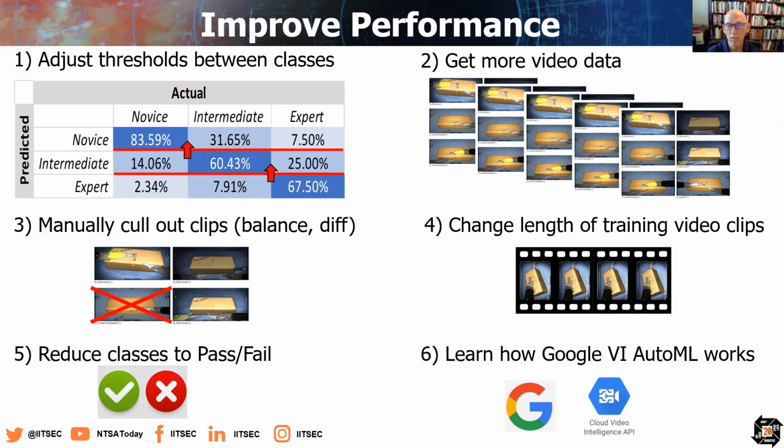Number 2 is always in neural network training, get more data. If we had more than the roughly 2,200 videos that we used in this experiment, I think we would get much better performance. Imagine that we had 10,000 videos instead of 2,274 videos. That would be a much better data set to learn from.